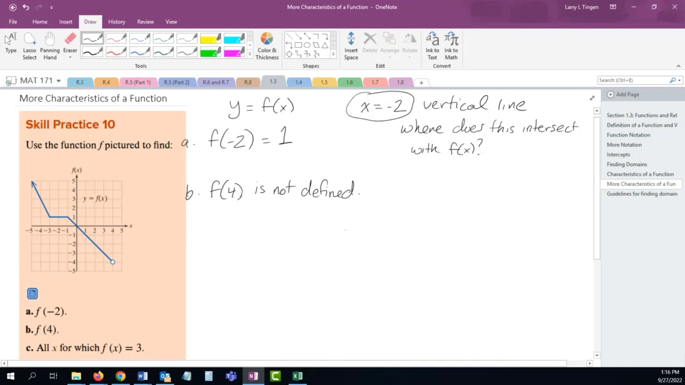And why is it not defined? Because no matter where I go on that vertical line, x equals 4, I never hit the function.